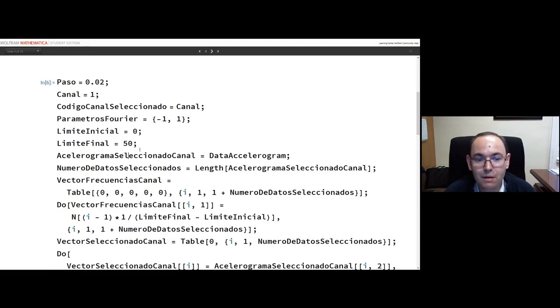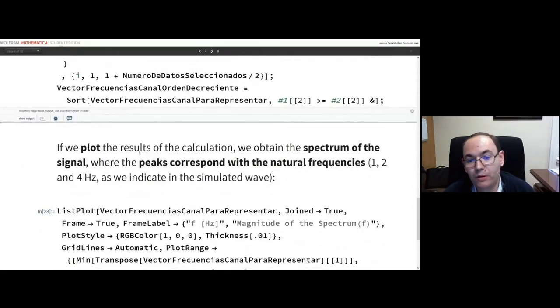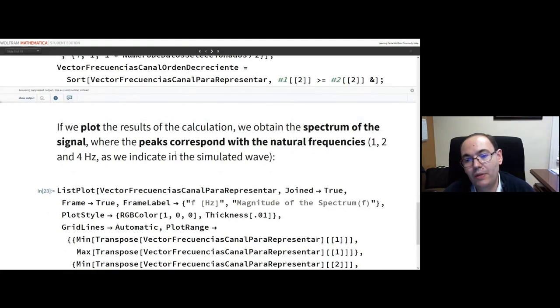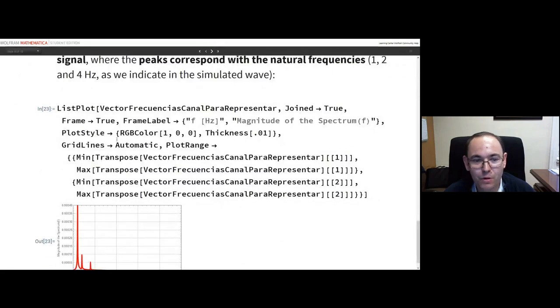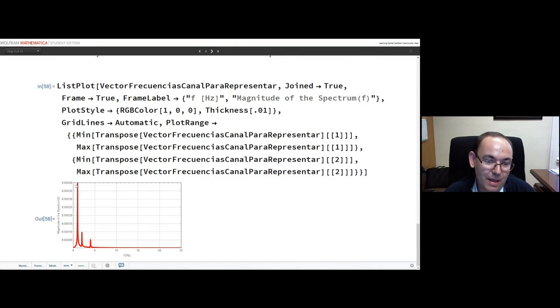So if we execute this, it is here. And if we plot the results of the calculation, the graphic that we obtain is called the spectrum of the signal, where the peaks correspond with the natural frequencies. They should be 1, 2, and 4, as we indicated in the simulated wave. So let's plot it. And here we can see in the spectrum the peaks at 1, 2, and 4 Hertz, as expected.